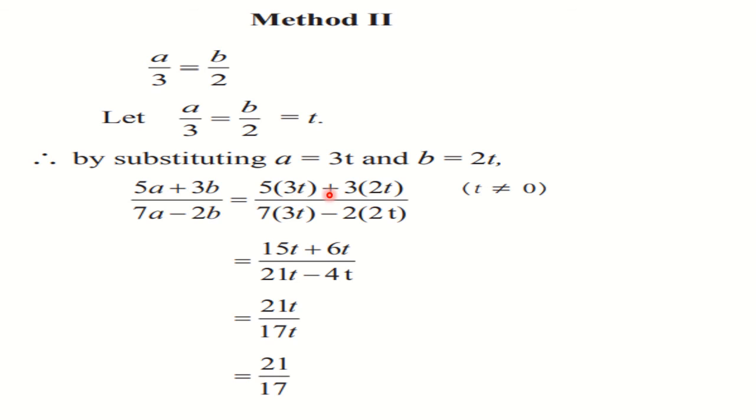So 5 into 3t plus 3 into 2t upon 7 into 3t minus 2 into 2t. 5 3s are 15, so 5 into 3t we get 15t, and 3 into 2t we get 6t. Similarly down, 7 3s are 21t and 2 2s are 4, so 4t is the answer. So 15t plus 6t is 21t and 21t minus 4t is 17t. So t and t will get cancelled and your answer is 21 upon 17.